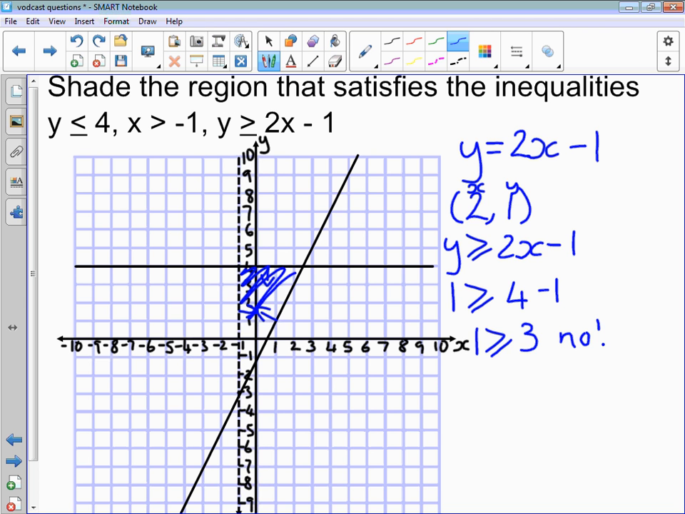Now I've got to look for the region that satisfies all 3 of these inequalities, which in this case is going to be this triangle here. And that's how you can shade the region that satisfies inequalities.